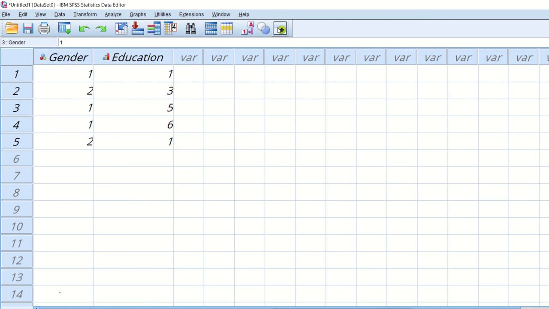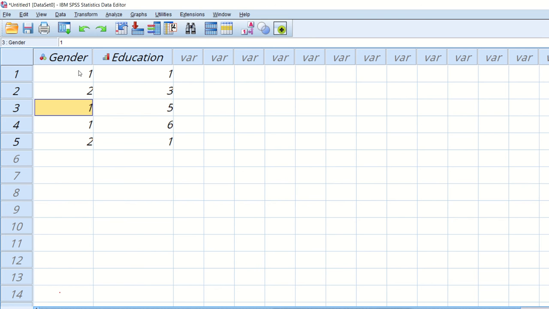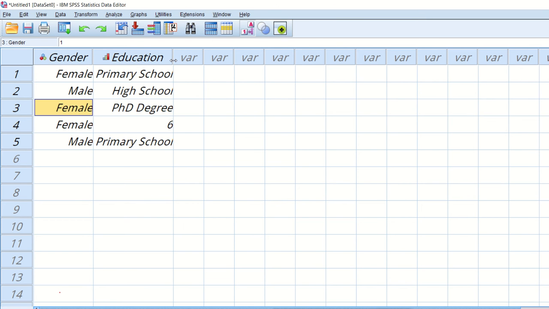Now, if I write like this, we have seen that these are just group labels. This means group 1. This means group 2, group 1, group 1, group 2. And here in the education, this is 1. This is 3, 5, 6, 1. So these are just numbers here. And if you click here, you see what it contains.